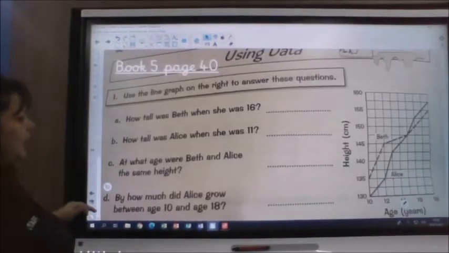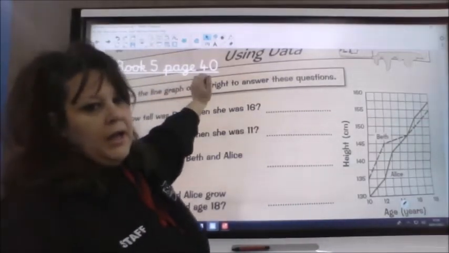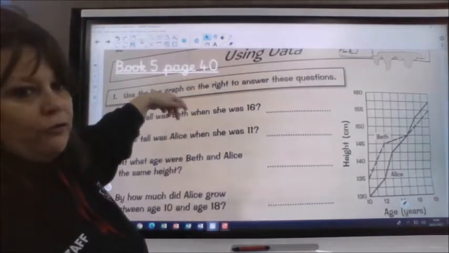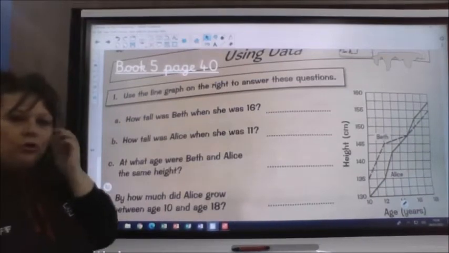Okay, yeah, right. We're going to have a little look at another one now. So this time you're looking at book 5, so you'll need your book 5 now. You can pause the video if you haven't got it to hand. And you're on page 40. So it's another line graph before you have a little go yourself.